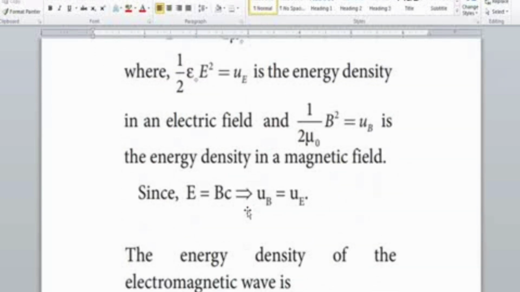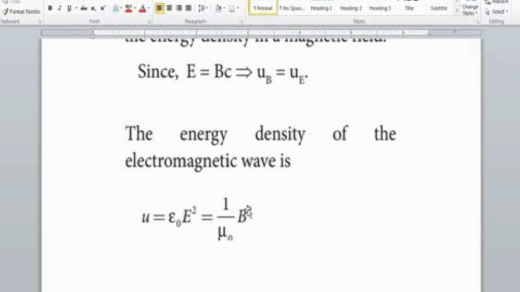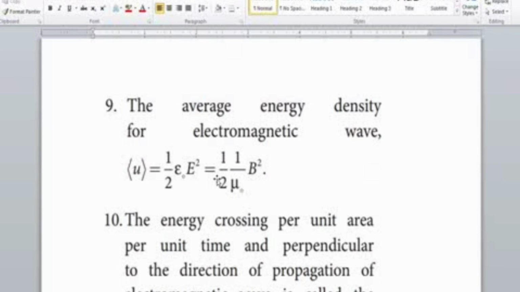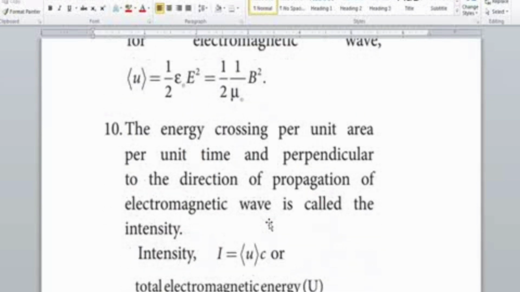So like that it is dividing that total energy into two. So the energy density of the electromagnetic wave is U equal to epsilon naught E square equal to 1 by mu naught B square. So that is the average energy density for electromagnetic waves. So average energy means same energy, divided by 2, it is 50%, it's also 50%. So these two energies are equal. So this is the average energy.